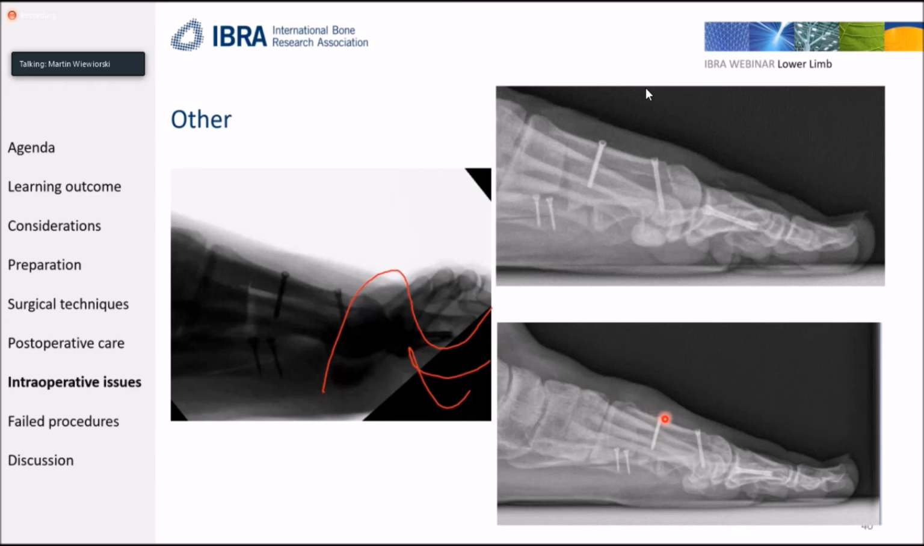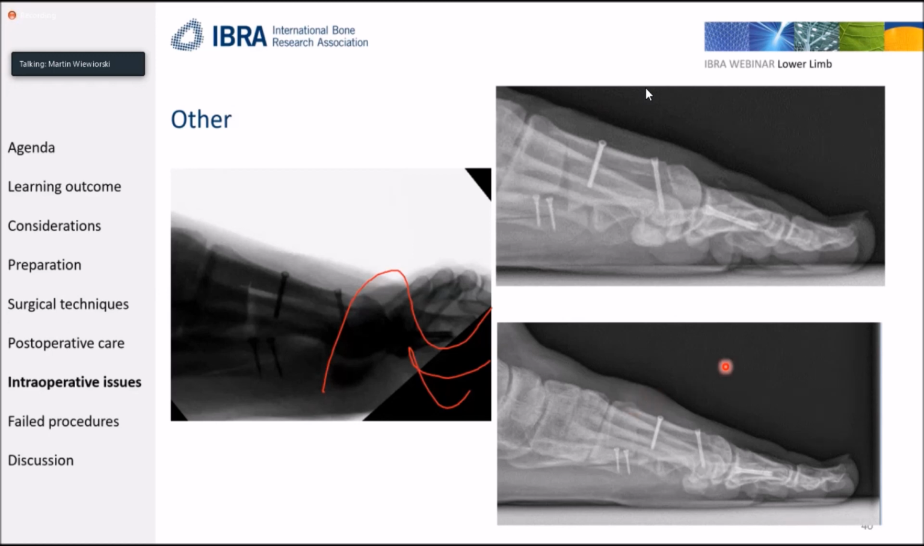This is actually how it looked after 6 weeks. You can see already this portion is healing, but he's got some slight callus over here. The correction of this osteotomy is still intact. He's not back to work yet. I'm going to do an X-ray after 3 months and see how the whole thing is doing.